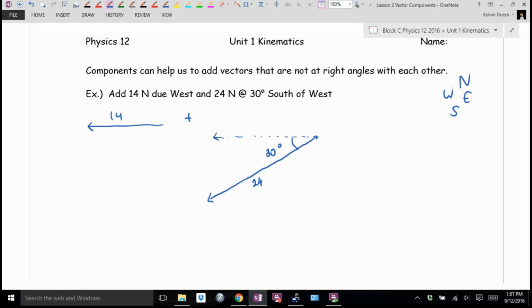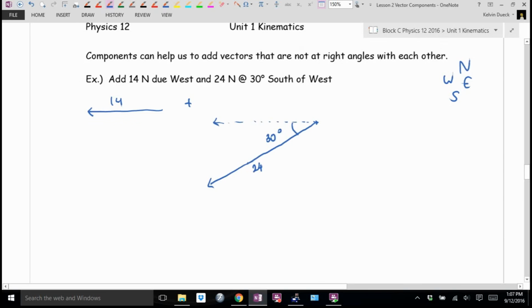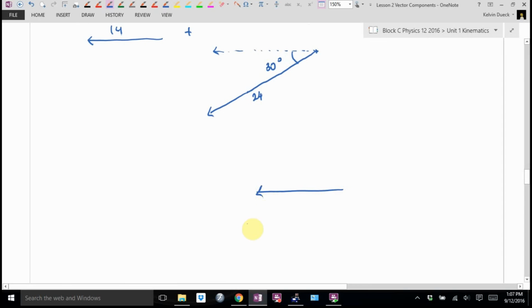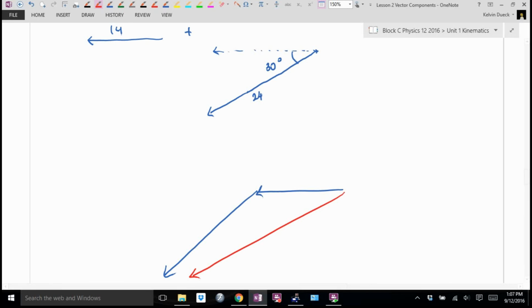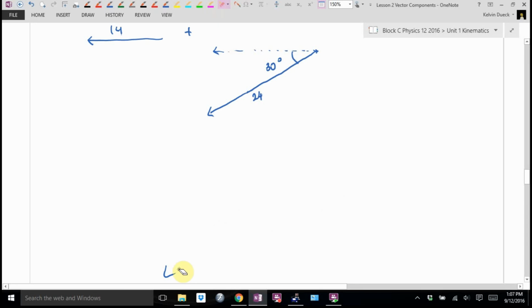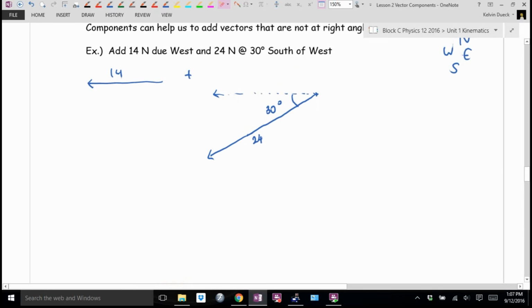I could add these tip to tail. It would look like this. There's the first vector. There's the second vector. Don't write this down. There's the resultant. And you can solve that with the sine law or the cosine law. And if you're good at the sine law or the cosine law, I am, you can do it that way. Or we can break the yucky one. Ethan, which one is the yucky one? It's pretty obvious, yes? This into components. I can go like this.